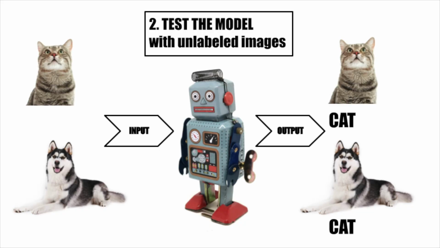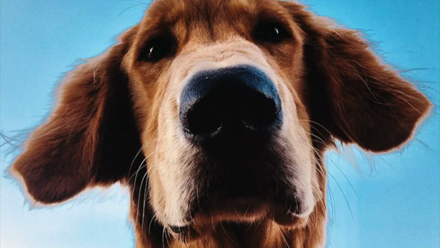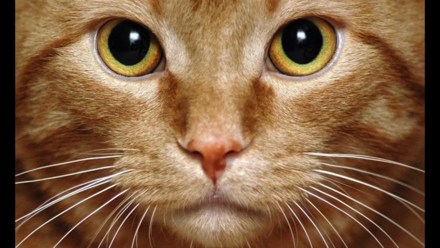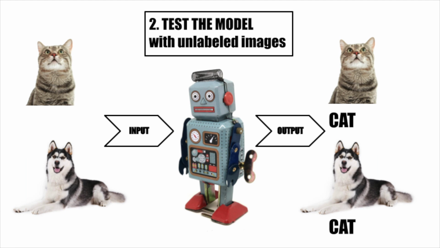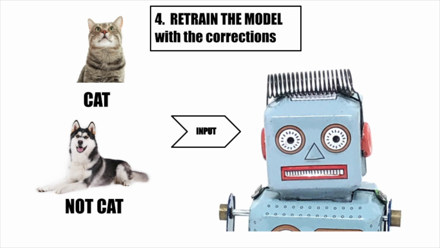Next, we show it loads of pictures that we haven't labeled and ask it to decide which ones are cats and which ones aren't. At this stage, it's going to make a lot of mistakes, but that's okay. Give it a break. It's learning. Then, actual humans review the responses and mark them as being correctly or incorrectly labeled by the machine. The corrected responses are fed back to the machine to train it to improve its recognition.